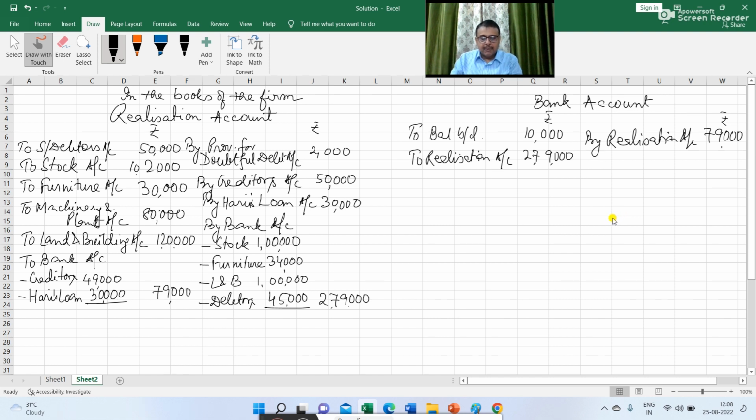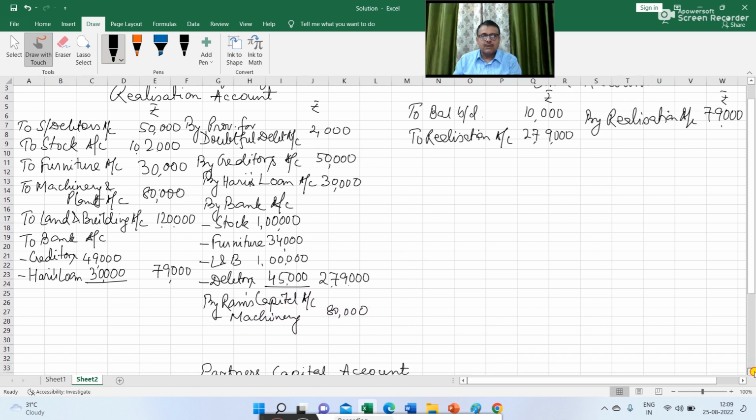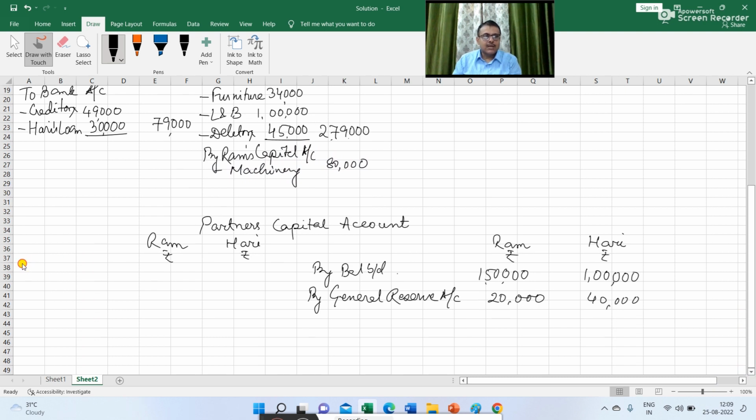Then it is given that machinery and plant are taken over by Ram at their book value. So journal entry is partner's capital account debit, that is Ram's capital account debit to realization, and it was taken at book value. So the value of machinery and plant is rupees 80,000. That will be taken at book value by Ram. So in realization account, I am recording by Ram's capital account, and this item is for machinery. This is 80,000. So in partner's capital account, we have to record Ram's capital account debit to realization account 80,000.